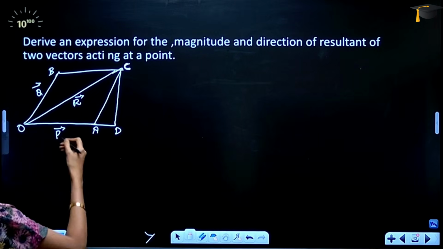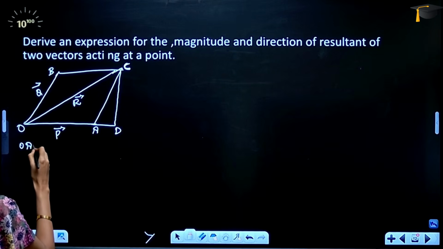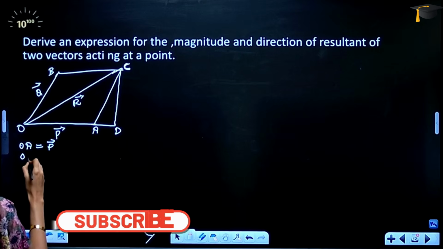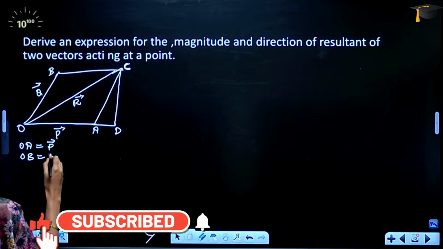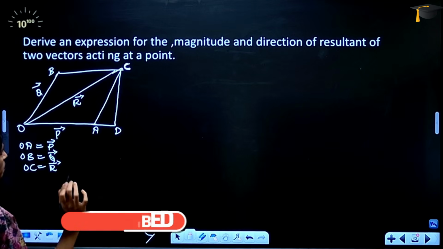Now, let me name this now. Okay, since I can just tell over here, vector OA, the side OA will be vector P, right? Similarly, OB will be equal to vector Q and OC equals vector R.